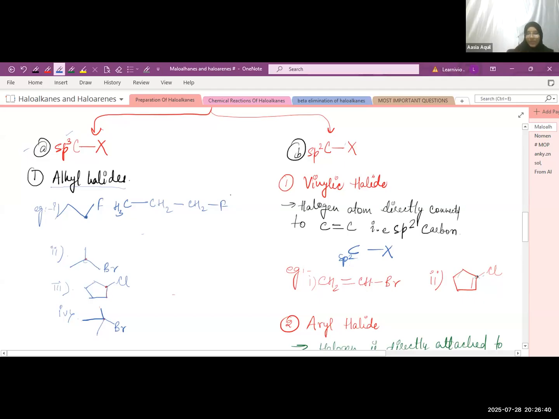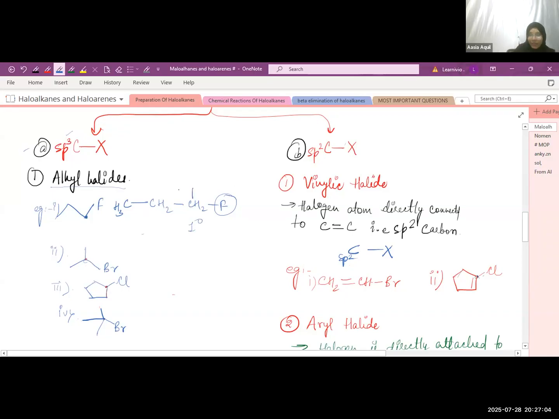So you have to check the halogen group first, right? See if this halogen group is attached to this carbon. And this carbon is attached to how many groups? Only one group, this CH2 group, right? So this is your primary one.